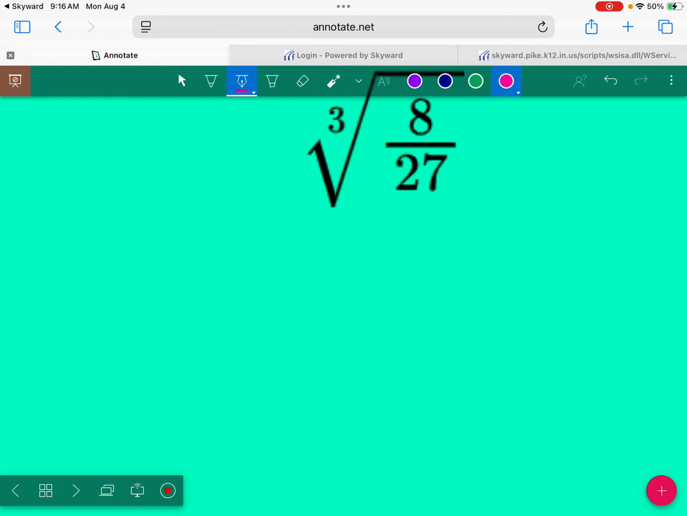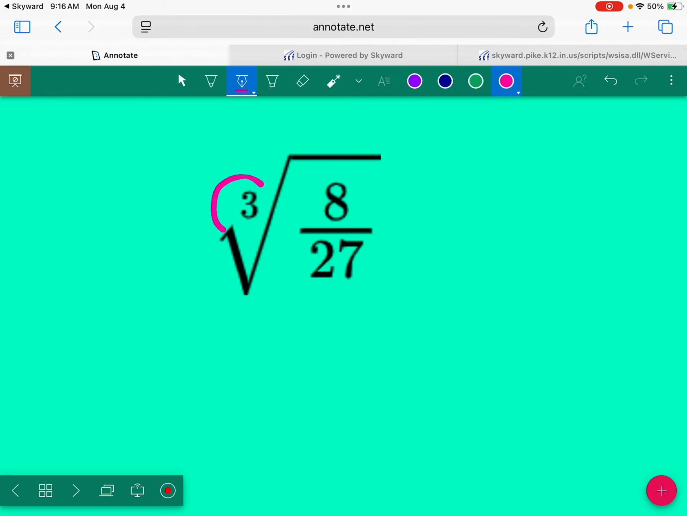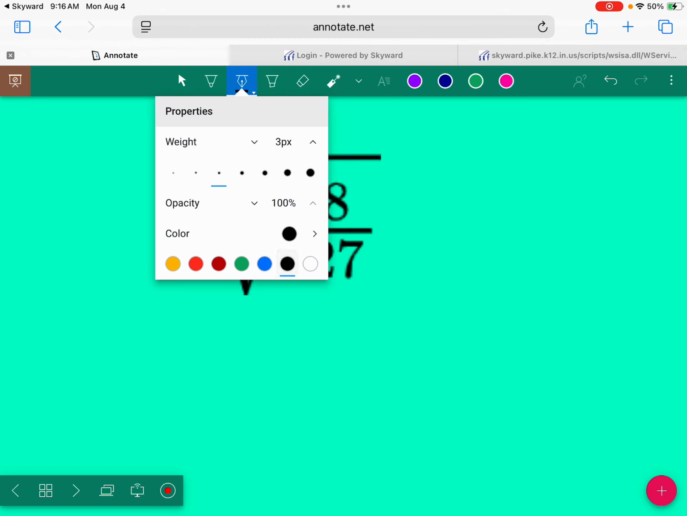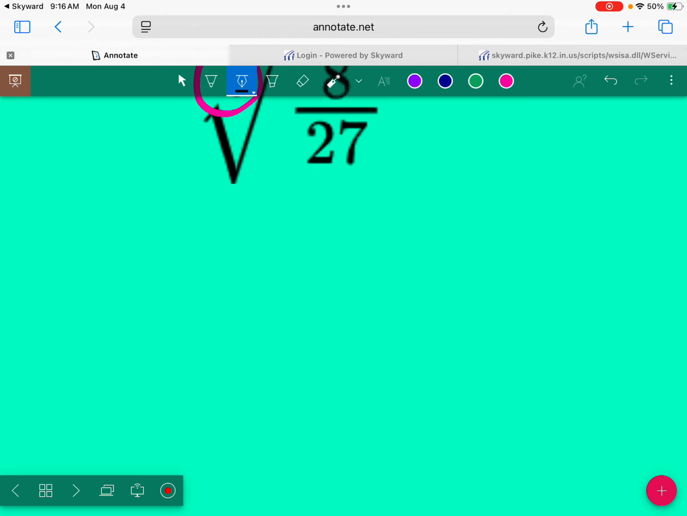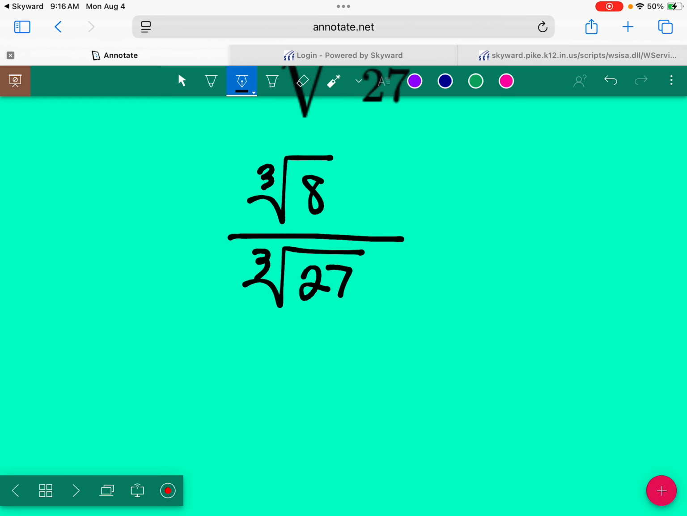So then let's look at the cube root of 8/27. So not only do we have an index of 3, we also have that fraction. So let's break them apart. We can take this and do the cube root of 8 over the cube root of 27. That's using one of those radical laws that we talked about. When we have a quotient, we can break them apart.